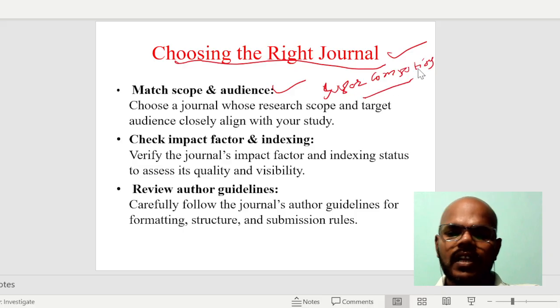This journal concentrates more on computing, like high performance computing and parallel computing. Such kinds of things it will concentrate on.